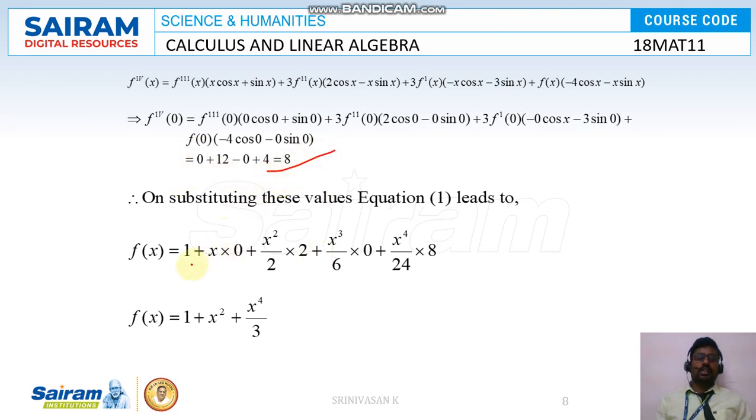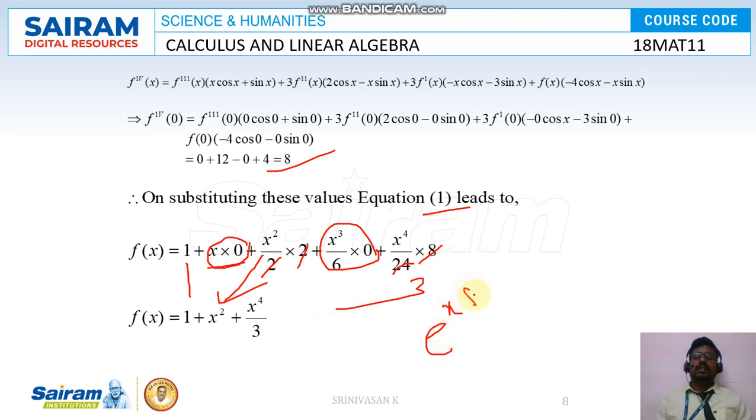After that, you have to substitute the solution in equation 1. So f of x equal to 1 plus x into 0 plus x square by 2 plus x cube into 0 plus x power 4 over 24 into 8. Clearly this is 0 and this term is also 0. So we'll only get 1 and x square, this 2 cancels, and this 3 time cancels, so x power 4. So this is the expansion of e power x into sin x. Easily we can evaluate this solution by using the Maclaurin series.